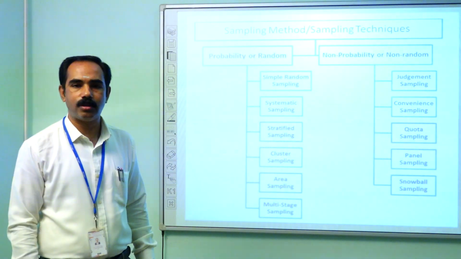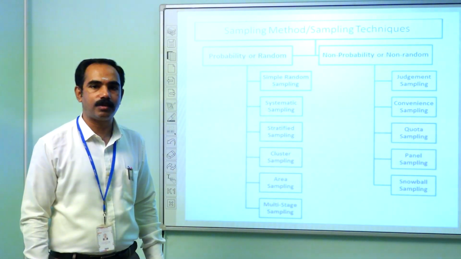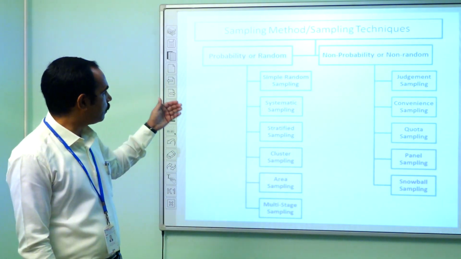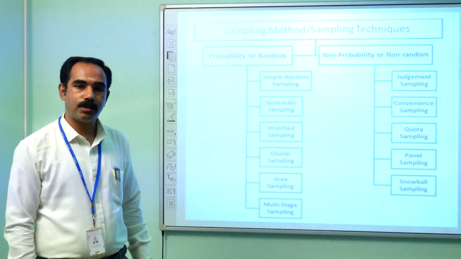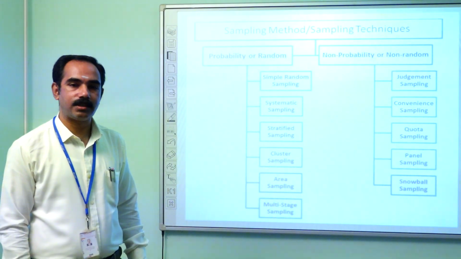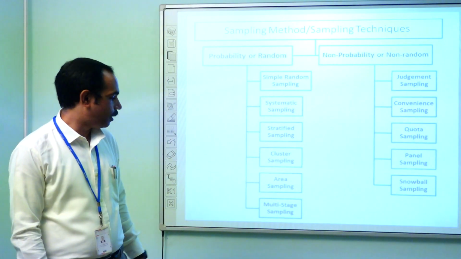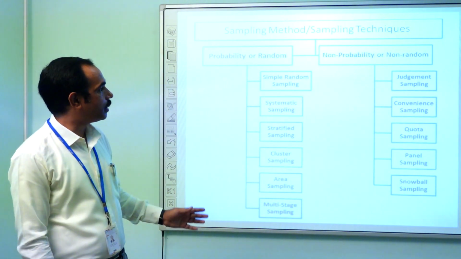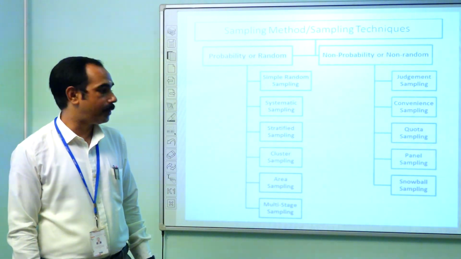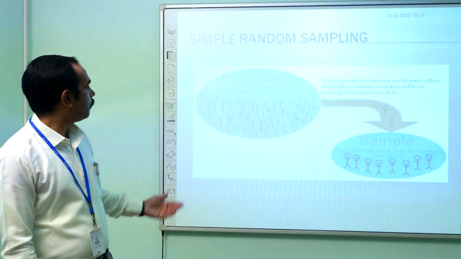Here, based on convenience or some purpose, the researcher decides to take the sample on their own. That is called non-probability sampling. We have many types of probability sampling: simple random sampling, systematic random sampling, stratified random sampling, cluster sampling, area sampling, and multi-stage sampling. Under non-probability sampling we have judgmental sampling, convenience sampling, quota sampling, panel sampling, and snowball sampling. We will see them one by one.